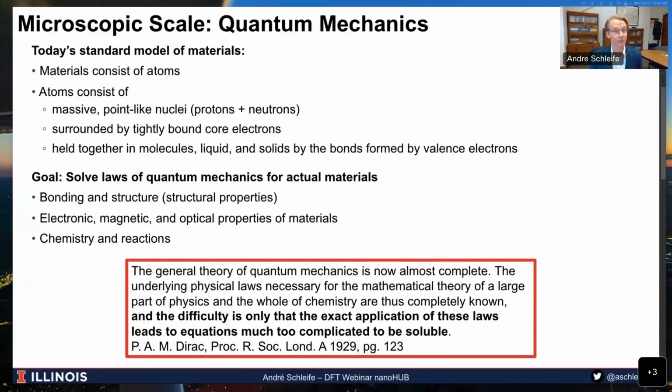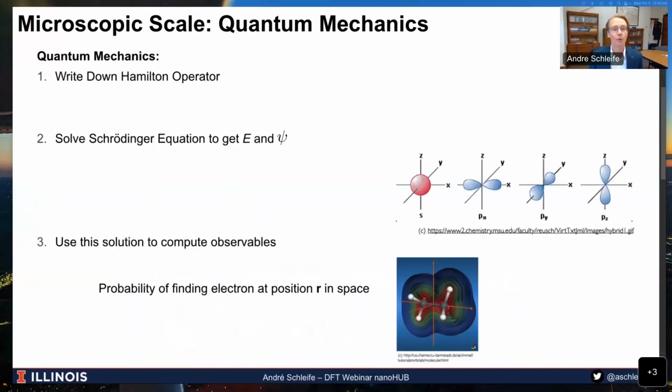the difficulty is only that the exact application of these laws leads to equations that are much too complicated to be soluble. So that's the suspense. In other words, we know the laws, we know the equations, but we can't solve them. So Paul Dirac said this in 1929, and that is still true today, as I will illustrate in just a moment. Before I do that, I will tell you how we go about quantum mechanics.